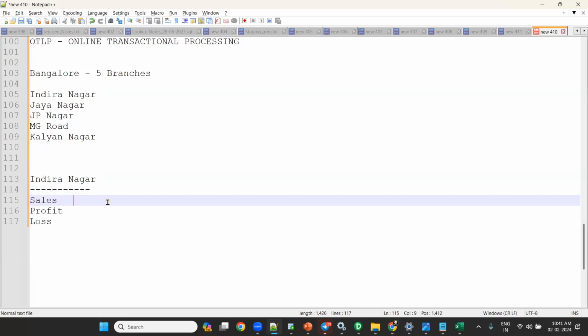Okay, fine. Today, 100 customers entered into my Big Bazaar Indiranagar branch, from morning 10:30 to night 9 o'clock. For example, 100 people entered, 100 transactions happened, correct? Out of these 100 transactions, maybe 10 lakh rupees I got. All people paid me, 10 lakh rupees sales happened.